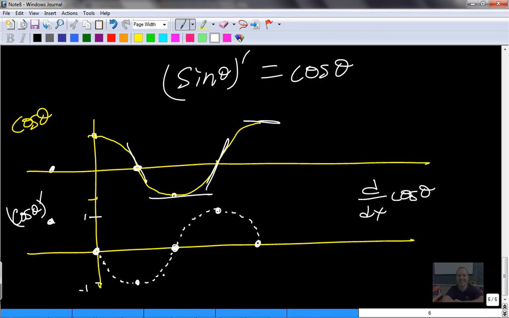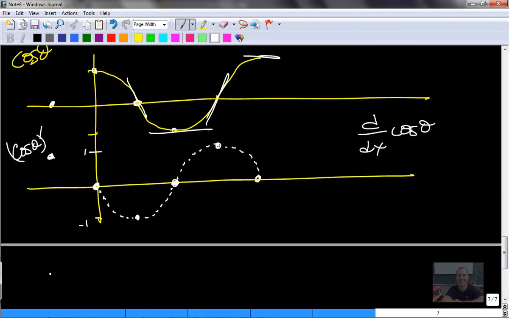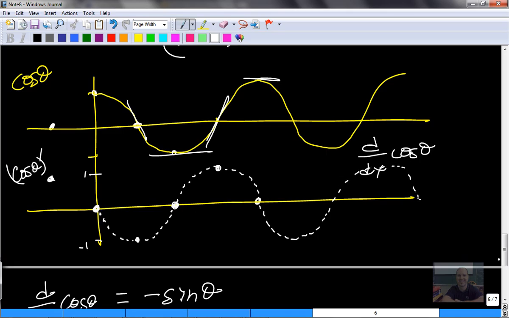Yeah, it looks like a sine graph that's been flipped. So that's a negative sine. Here we go: the derivative, d over dx, of cos theta is negative sine theta. And of course, this cos graph repeats itself, and so obviously this is going to repeat itself as well. And there you go. You have another sine graph. So that's true all the time.